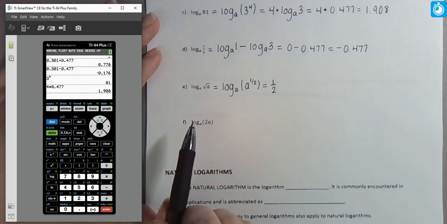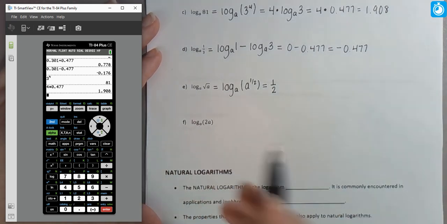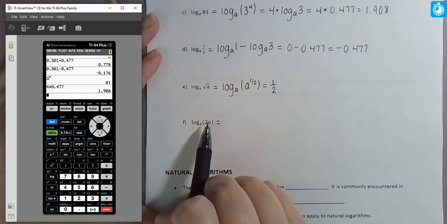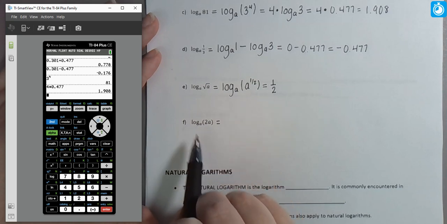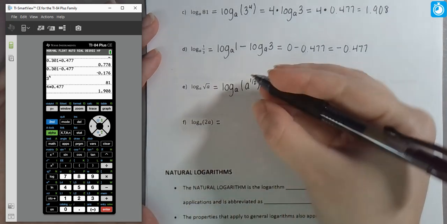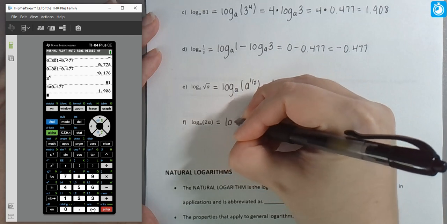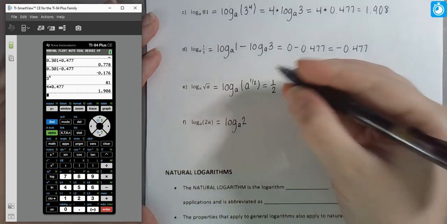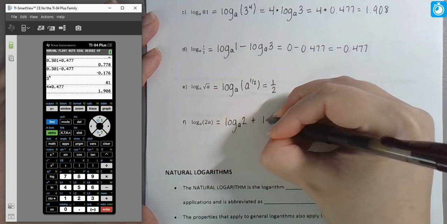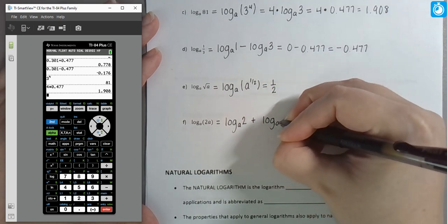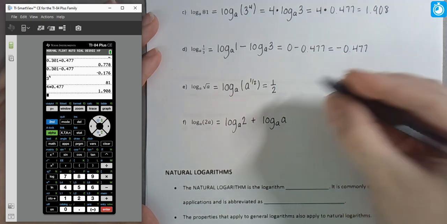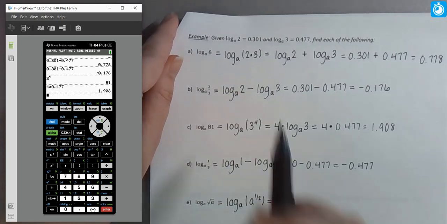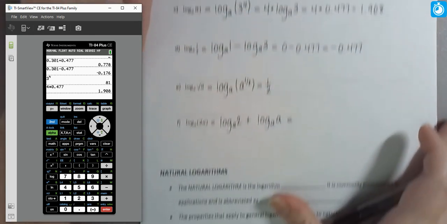Okay, and then one more. So log base A of 2 times A. I look at this and I see a product. I know I have information about the log base A of 2. What about log base A of A? Well, we'll look at that in just a minute. So log base A of 2, and since we're looking at a product, it's going to be two logarithms that are added together. So log base A of 2 plus log base A of A. For log base A of 2, we have a value, so that's going to be 0.301.